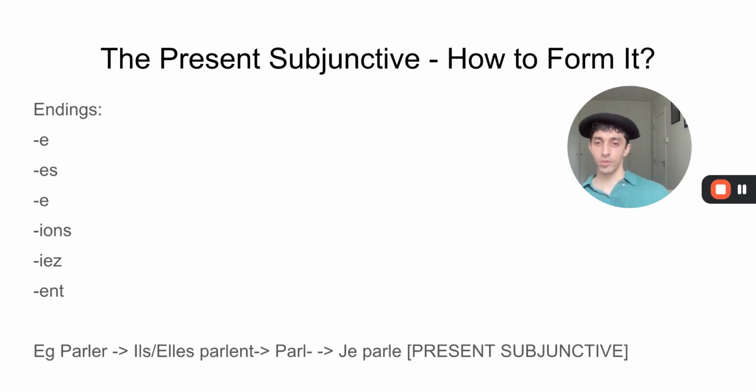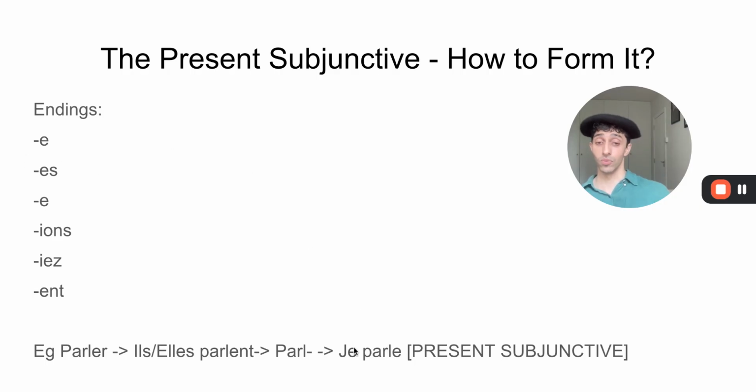You take the they form of the present tense of the verb, which would be il parle or elle parle, meaning they speak or they're speaking. And you remove that last ent to get the stem, which is parl. And then you would add on the appropriate ending, depending on the person that you need. And of course, you put the subject pronoun in front.